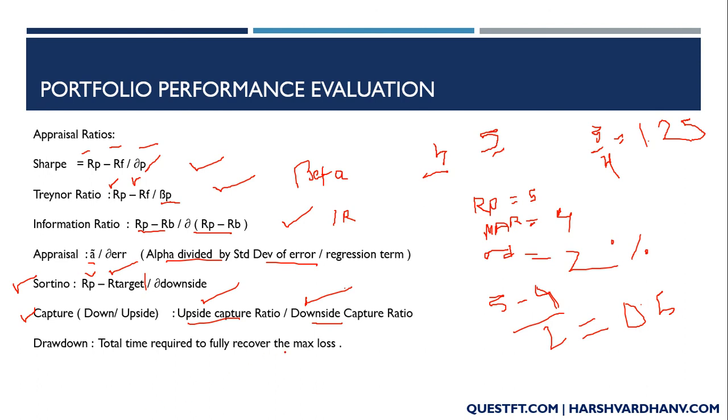Drawdown is the total time required to fully recover the maximum loss. This is given in the book. It's very simple and intuitive, I think, so we have covered this. I might not cover the investment manager selection. That is quite theoretical, and we are running out of time.